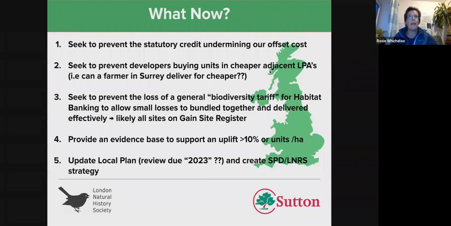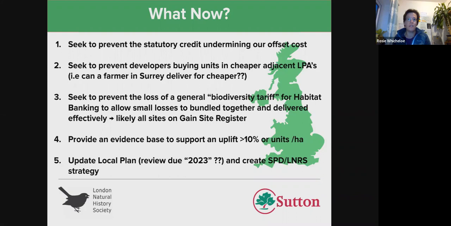So what now? Just a few things really to summarise before we break for questions. We're obviously concerned about the statutory credit and conscious to work closely with our neighbours to ensure that the offset costs are not undermined and Sutton doesn't lose out. Doesn't lose out on habitat, but also doesn't lose out on the monies that we need to deliver the Lawton principles and make Sutton better for its residents.